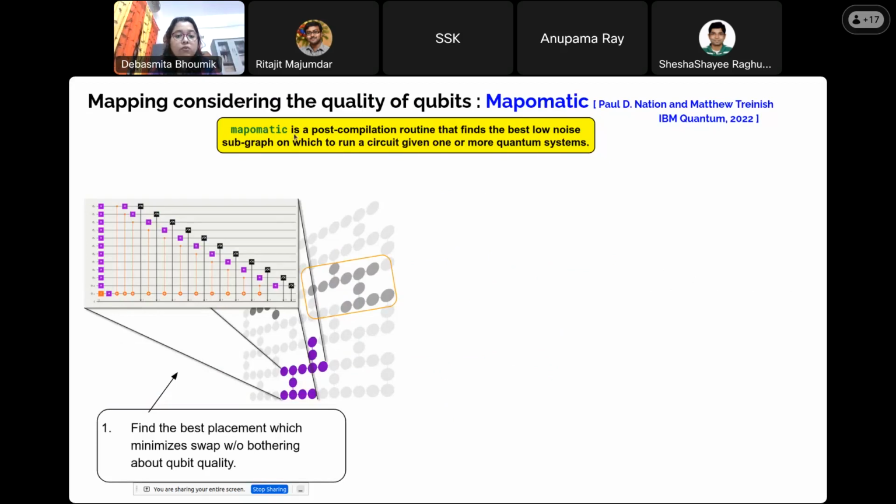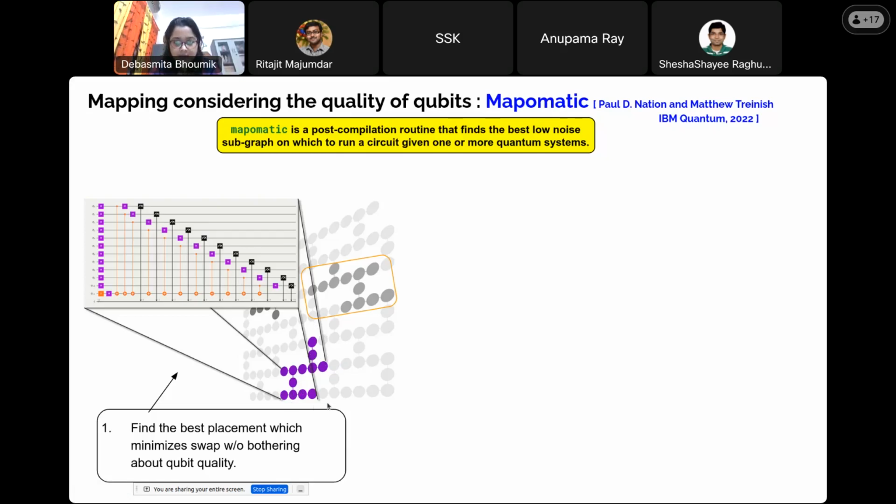So it is basically a post-compilation routine that finds the best low noise subgraph on which we have to run a circuit if we have one system or more than one system. So suppose we have a circuit and an underlying device. So how should the mapping be? Map-O-Matic first finds the best placement which minimizes the swaps without bothering about the qubit quality. So it first maps the transpiled circuit into the device.